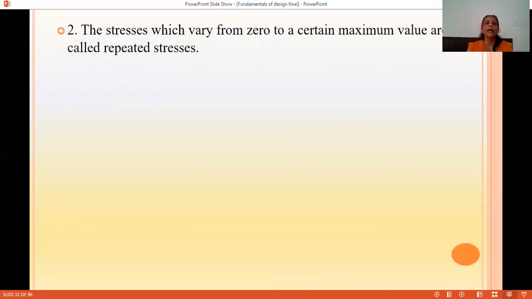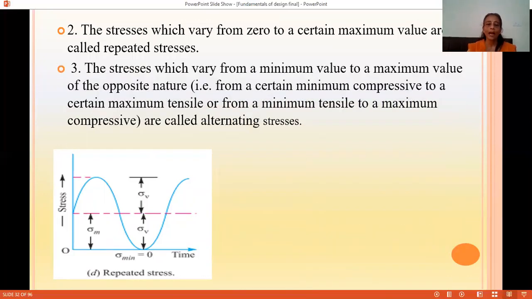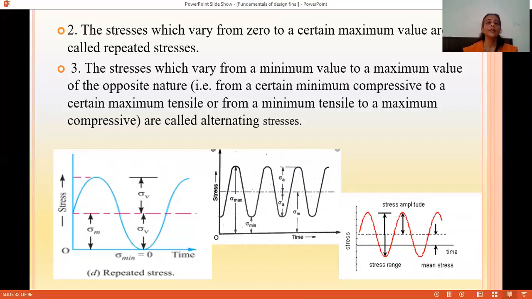Next we have repeated stresses. When the stress varies from 0 to a certain maximum value, it is known as repeated stress. And the last we have is alternating stresses: the stress which varies from a minimum value to a maximum value of the opposite nature. That means a certain minimum value of compression to a maximum tension, or minimum tension to a maximum compression, is known as alternating stress.